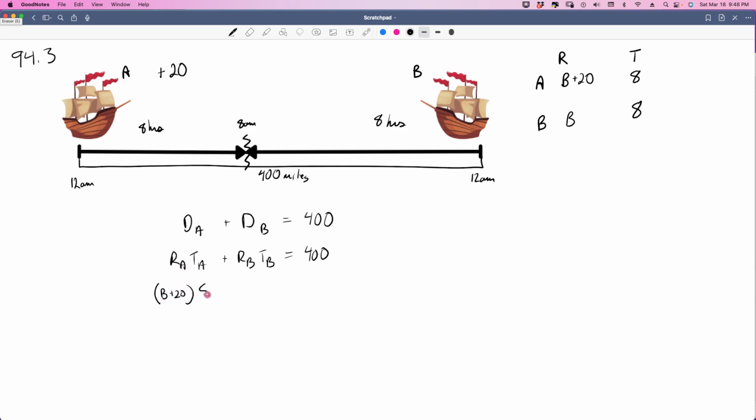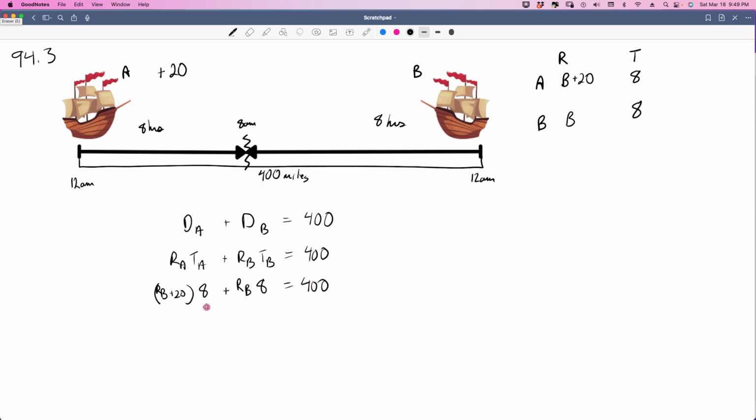And the time of A is 8 hours. The rate of B, we don't know. It's just the rate of B. Actually, I should put the rate of B right there. So the rate of B plus 20, and then we have the rate of B. The time of B is 8, and that's 400.